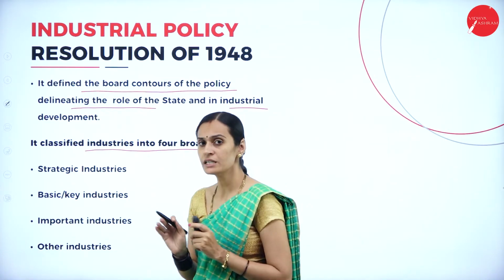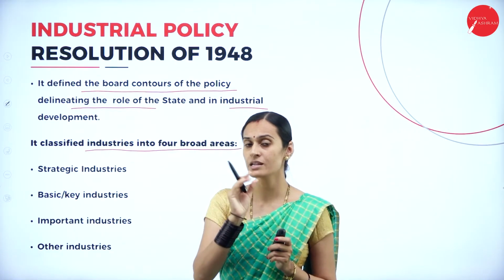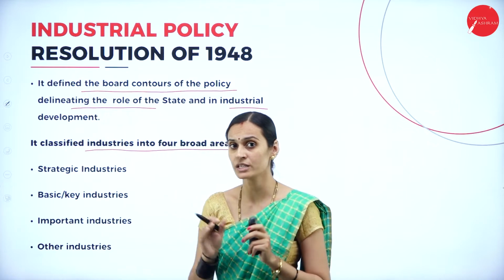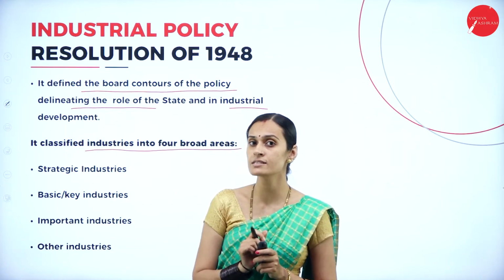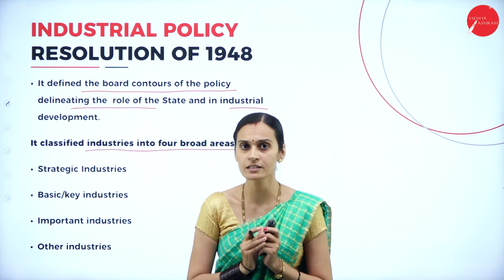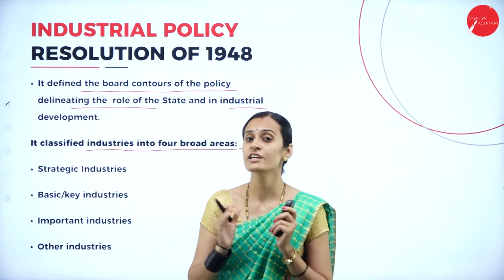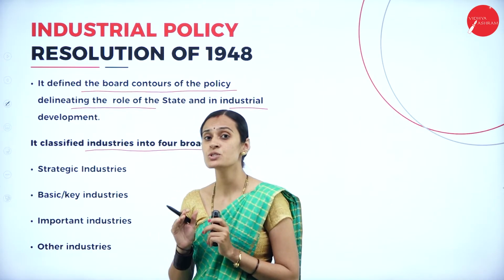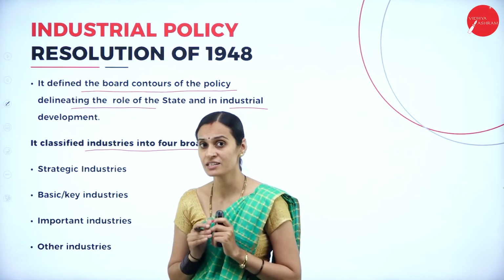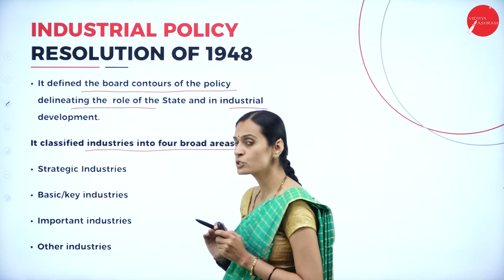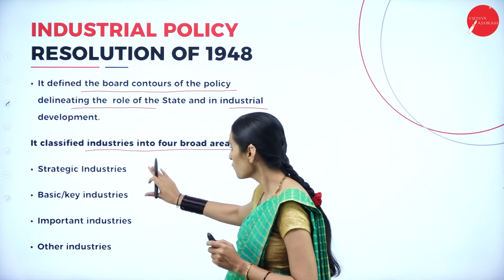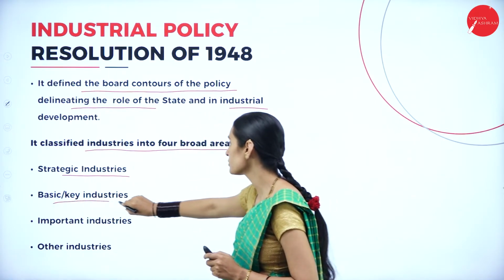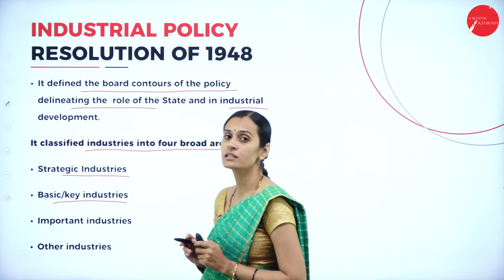Yes, during this period, India adopted a mixed economic system. After adopting the mixed economic system, they had to form 3 important sectors. The primary sector is considered the agriculture sector, the secondary sector the industrial sector, and the service sector the tertiary sector. Yes, the secondary industrial sector has to take different measures to improve itself. And of course, the industrial policy resolution classified industries into 4 broad categories. One is strategic industries, second basic key industries, third important industries, and other industries.